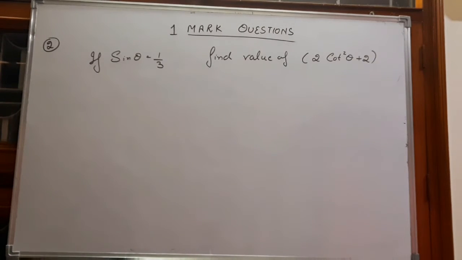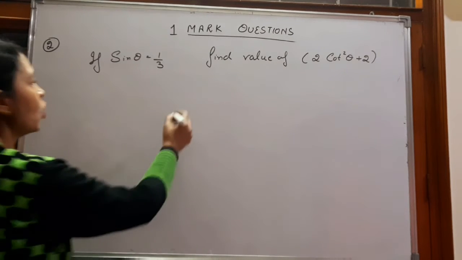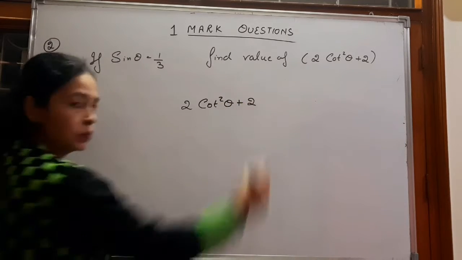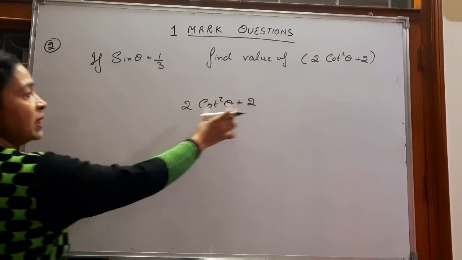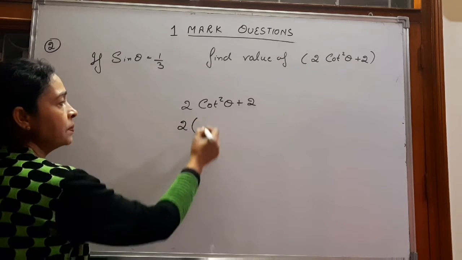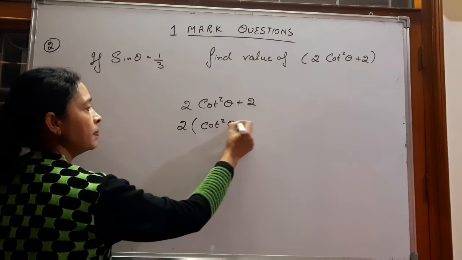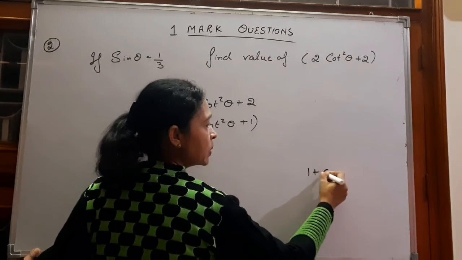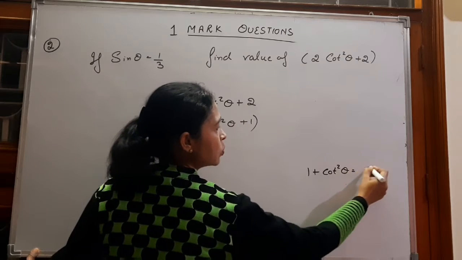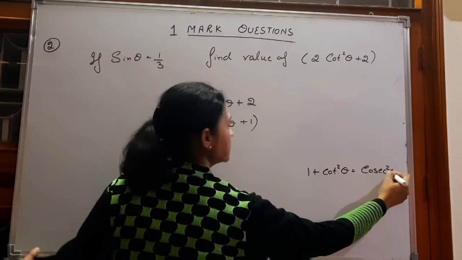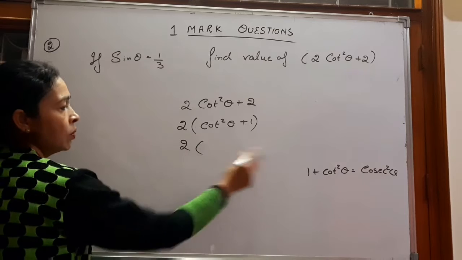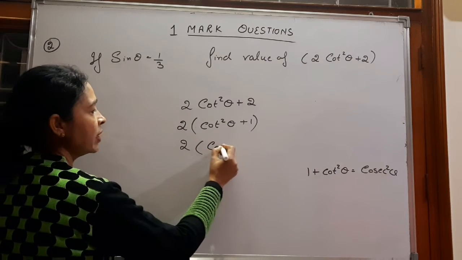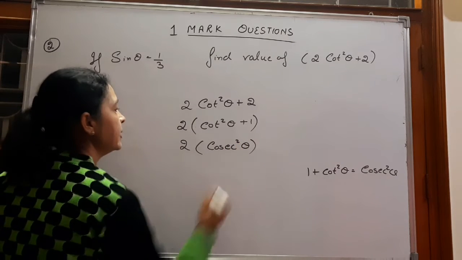If sine theta equals 1 by 3, we have to find the value of 2 cot square theta plus 2. We have two terms. What is common between them? Cot square theta plus 1. And we have an identity: 1 plus cot square theta equals cosec square theta. We have 1 plus cot square theta, or cot square theta plus 1, the same thing. We have 2 cosec square theta.